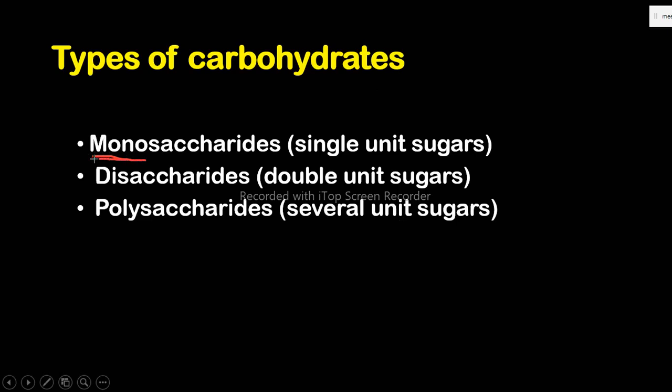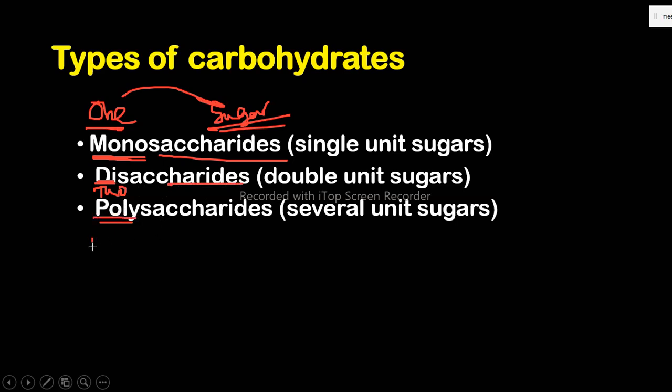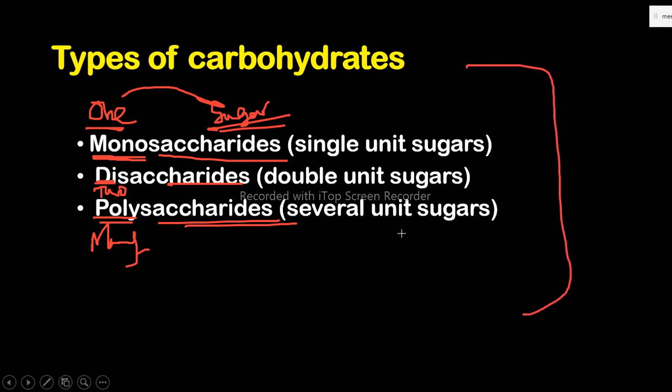Mono means one, and saccharide means sugar. So if you want to be more fancy, you can also say one sugar, monosaccharide. Then di means two, and so this is two sugars. And then poly means many, and so you can refer to this as many sugars. So now we classify carbohydrates basing on the sugars that they have.